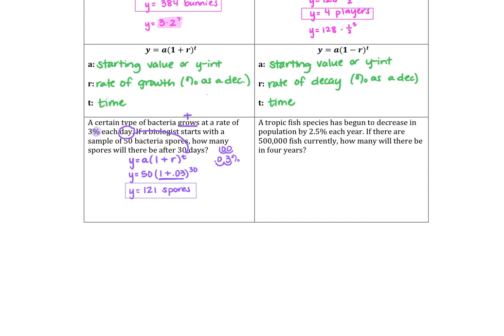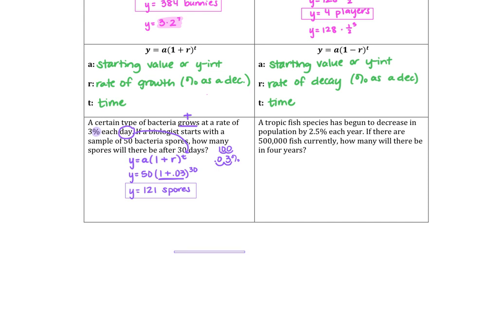The next thing I need to point out is the fact that I wrote it as 121 spores and I did not have a decimal answer. You are going to have to interpret these results and understand when you need to round and when you need to drop the decimal altogether. In this case, we can't have a decimal of a spore. We either have a whole spore or we don't. And so we dropped the entire decimal and we just left it at 121. All right, let's look at the next example.